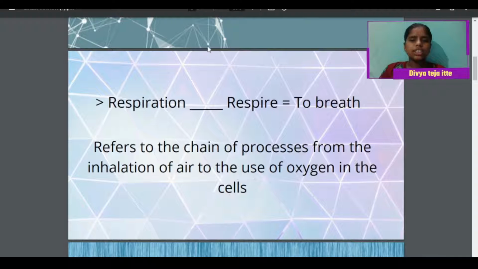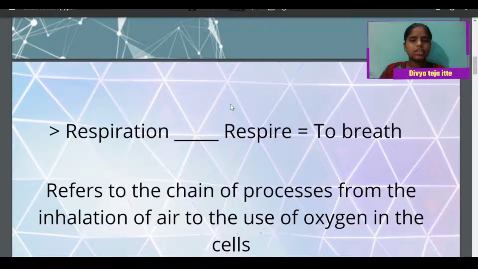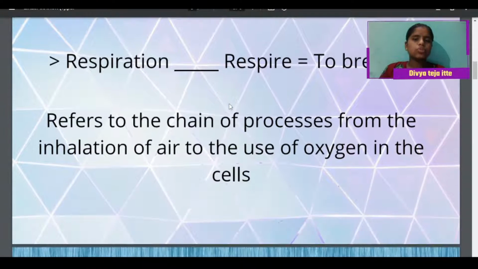This word respiration was derived from the Latin word respire, which means to breathe. To breathe refers to the chain of processes from the inhalation of air to the use of oxygen in the cells.